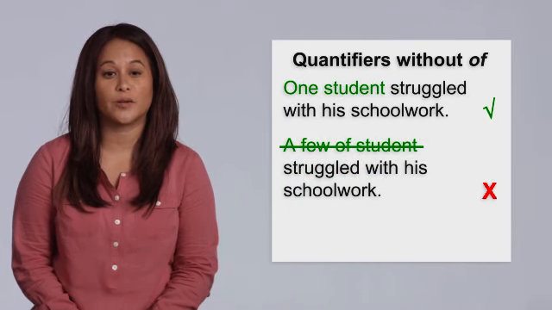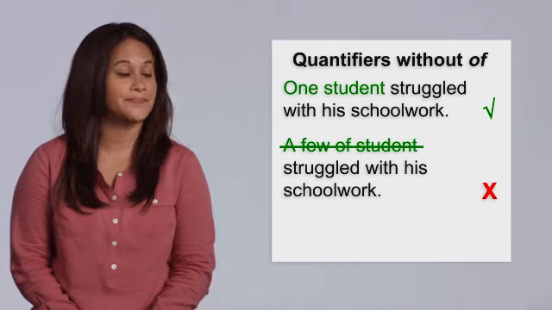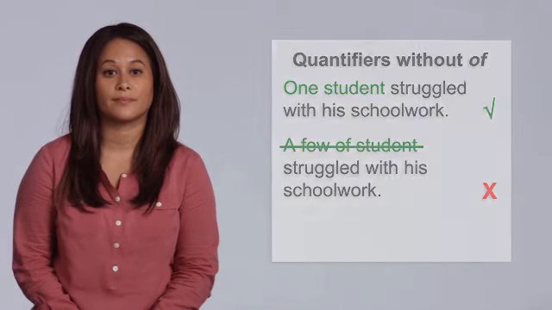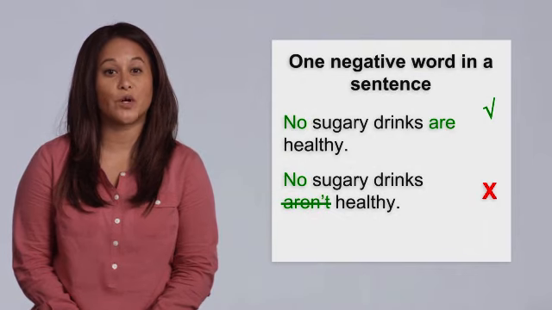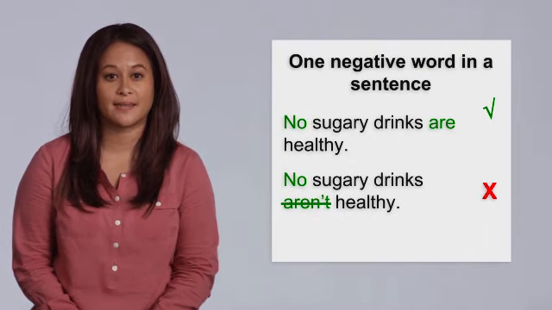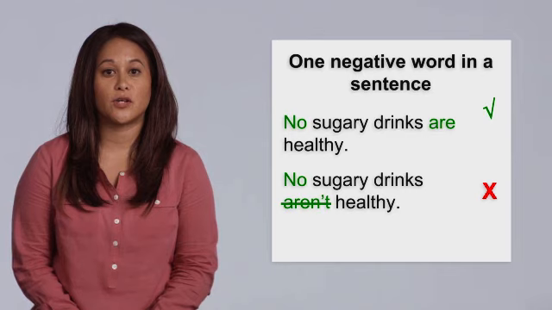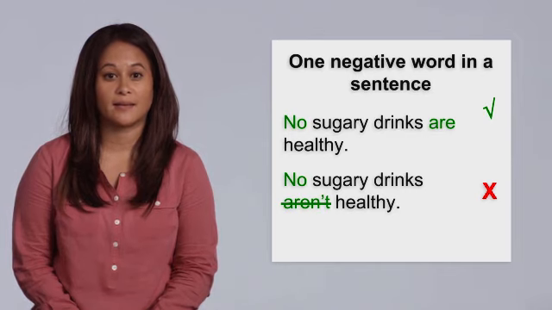Don't use quantifiers with of before a singular noun. For example, one student struggled with his schoolwork, not one of student. Don't use a negative quantifier and a negative verb in the same simple sentence. For example, no sugary drinks are healthy, not no sugary drinks aren't healthy.